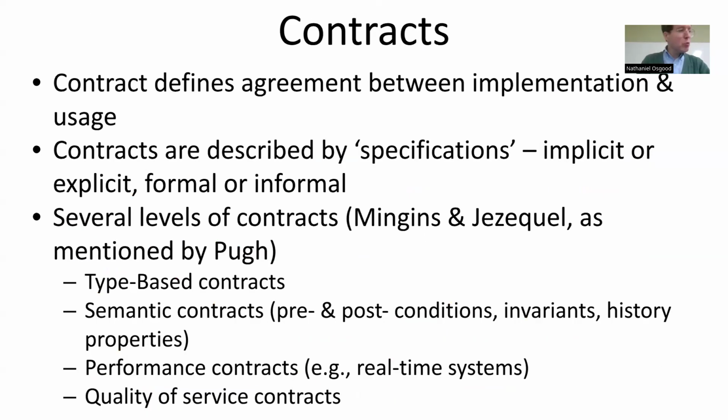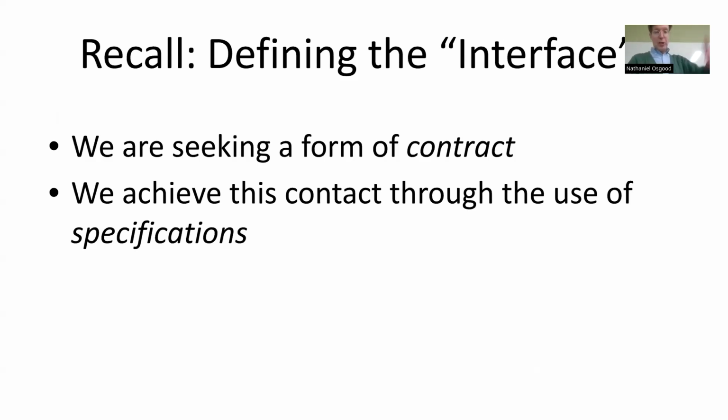Now, to do this well requires some notion of software contracts. Contracts define this agreement between the implementation, what we're providing, and the usage. And they're described by specification. There are many types of these contracts, from the very basics of pre and post conditions, invariants, and history properties, something we'll be talking about later, all the way down to quality of service contracts, where you guarantee certain timing or uptime for sites and services.